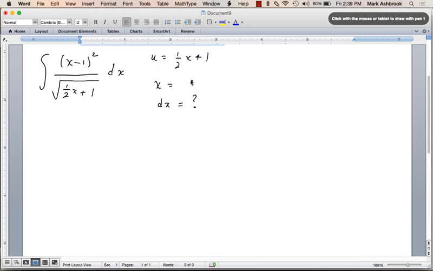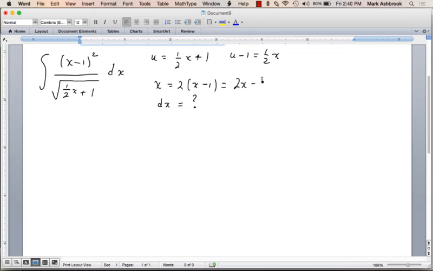So if we solve for x, we do it in our head, right? First step, subtract 1. Second step, multiply by 2. So we get u minus 1 equals 1/2 x. And then x is going to be 2u minus 2. Okay, so then what's dx?